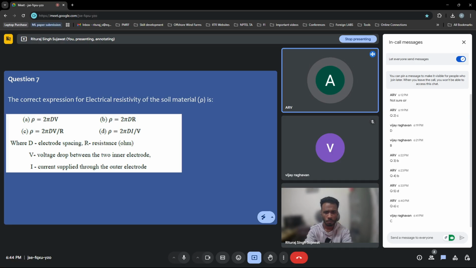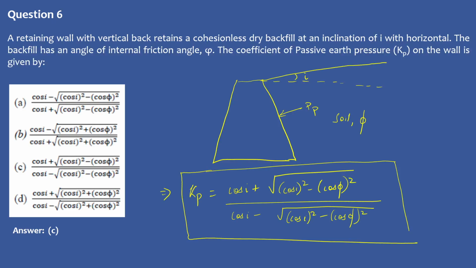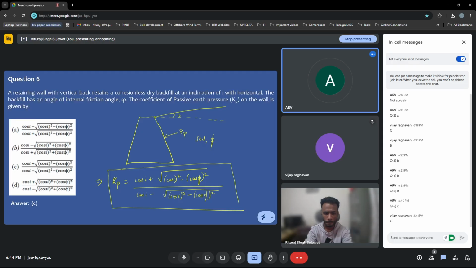Sir, can I check the previous question once? Is it cos square i or cos i whole square, sir? Every term, it's the same, right? Okay, so whether you write cos i whole square or cos square, it's the same. Okay, done, sir.